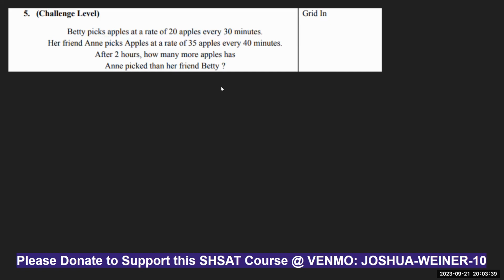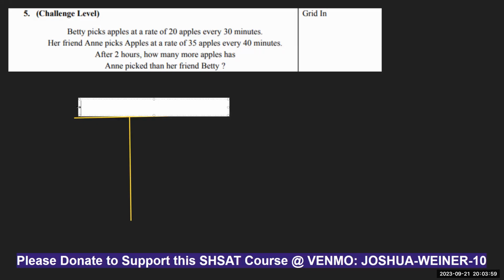Question 5. Betty picks apples at a rate of 20 apples every 30 minutes. Her friend Anne picks apples at a rate of 35 apples every 40 minutes. After 2 hours, how many more apples has Anne picked than her friend Betty? Well, for this one, what we're going to do is make another clipboard chart. Here's Anne, and here's Betty.